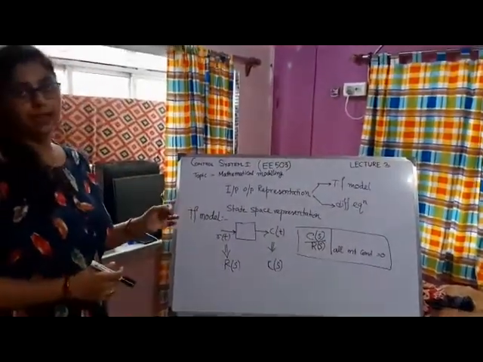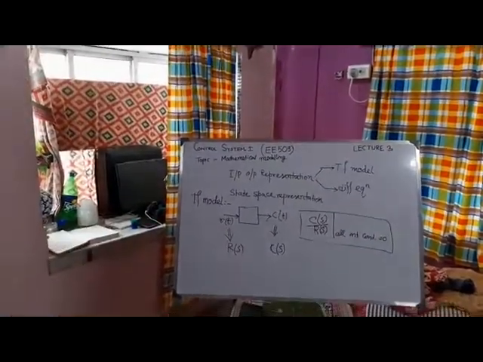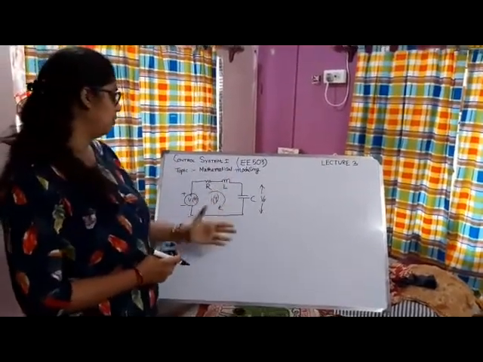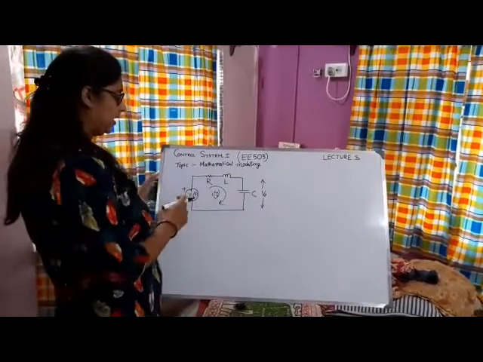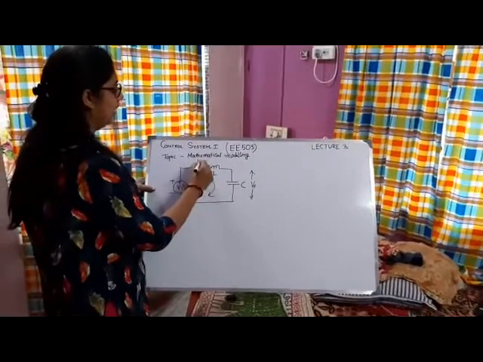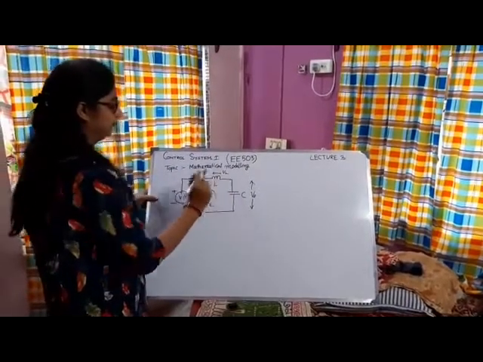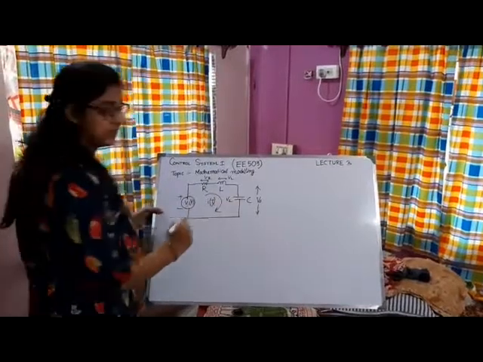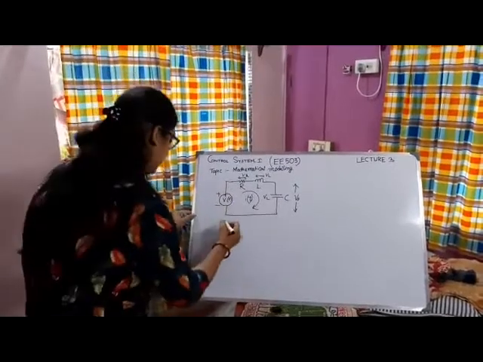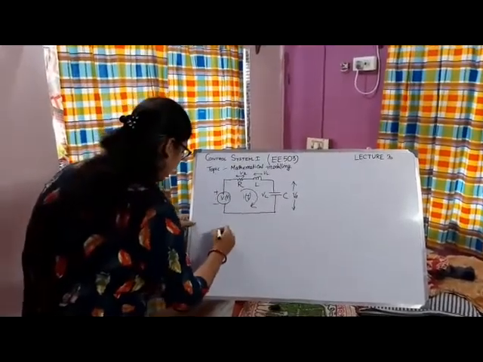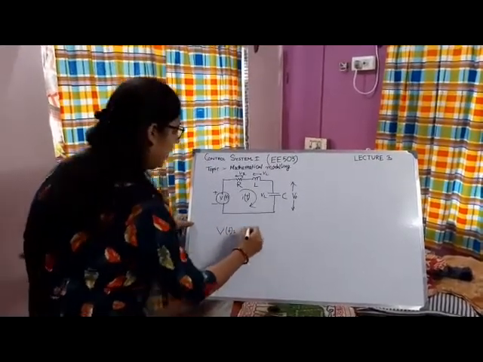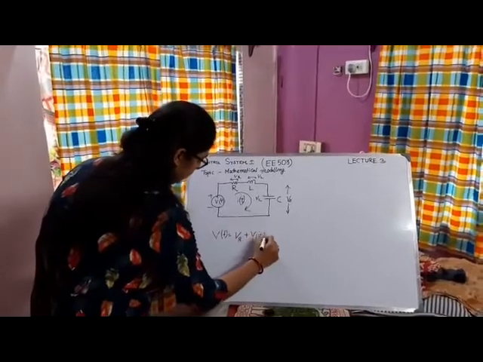Now let us take an example. In this example we will find the transfer function model of this electrical circuit. The drop across the resistor is VR, the drop across the inductor is VL, and we can assume the drop across the capacitor is VC. Next we will apply KVL within this loop. So when we apply KVL, then v(t) is equal to VR plus VL plus VC.